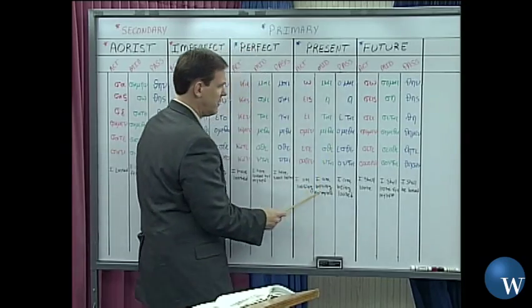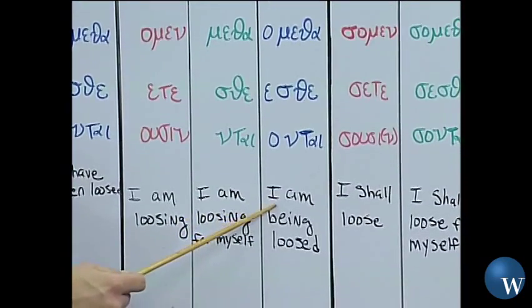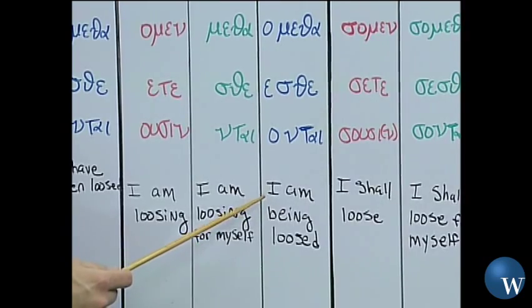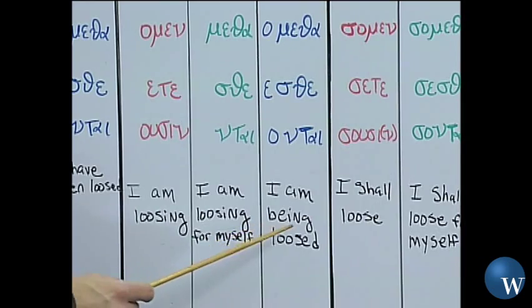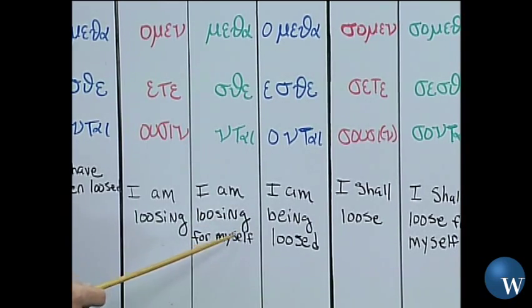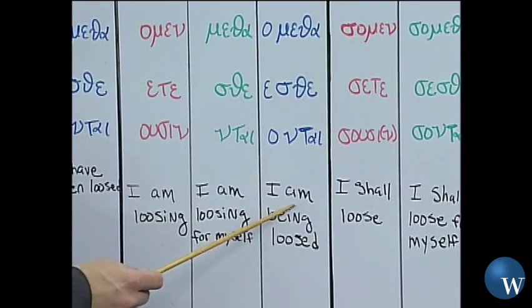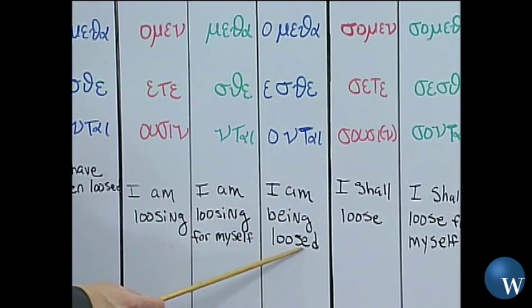You'll notice down here on this chart that I have, using the stem lu for loose, we have given an example of how each of these is to be translated. In the active voice, I am loosing. In the middle, I am loosing for myself, or action done to myself or for the benefit of myself. And then the passive, I am being loosed. All right, the action of this verb is being performed back upon the subject of the sentence.